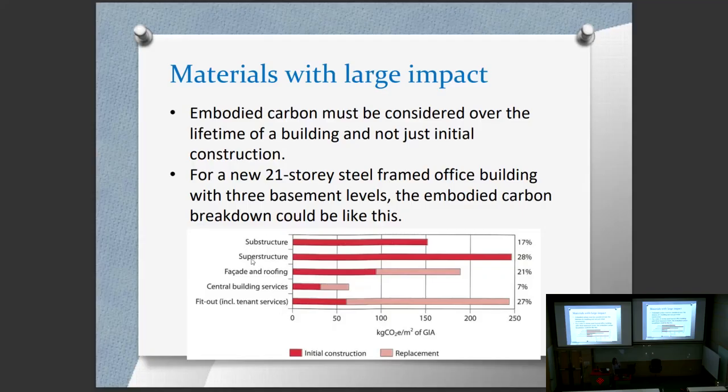For the substructure, superstructure, facade, roofing, building services, and the fit-out, we may have initial construction and some replacement. So this is the initial embodied carbon. And there will also be some recurring embodied carbon. Maybe you have to replace some of the facade material, the roofing, and then the building services equipment. And the fit-out embodied carbon could be quite significant, because maybe every 5 years or every 10 years, we may need some fit-out for the interior.